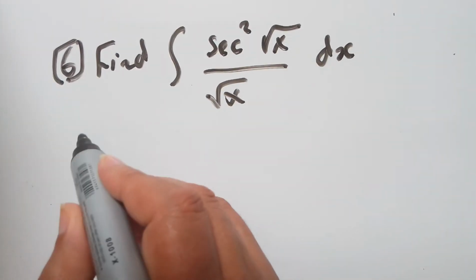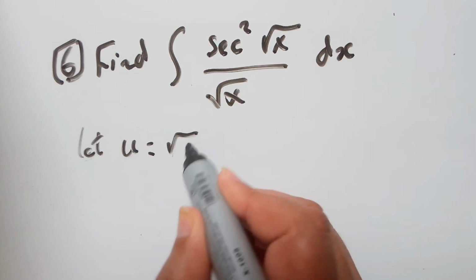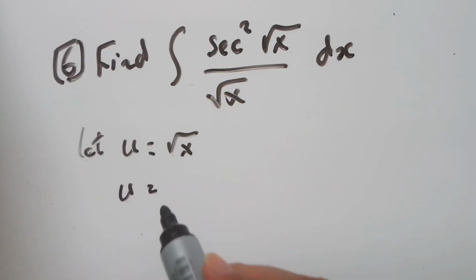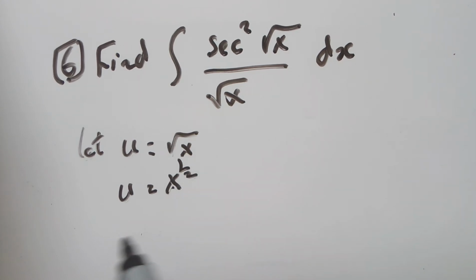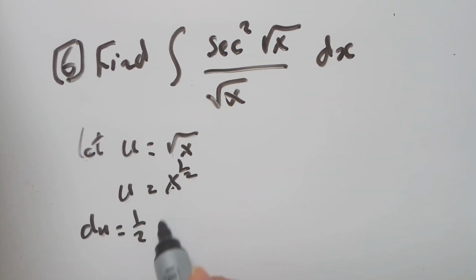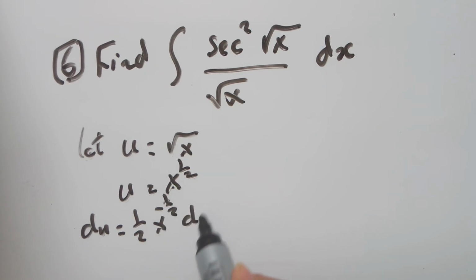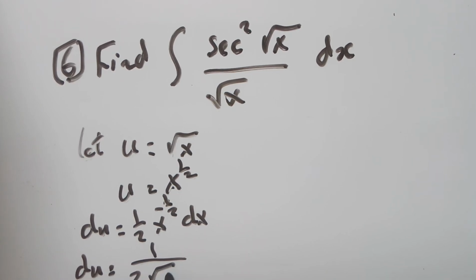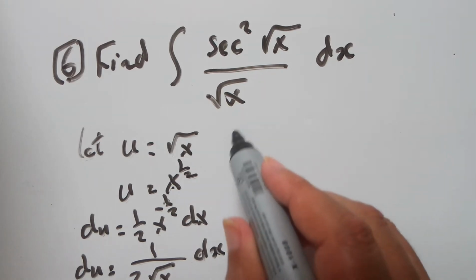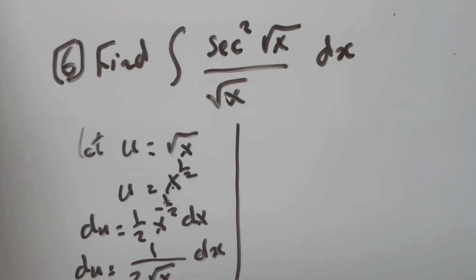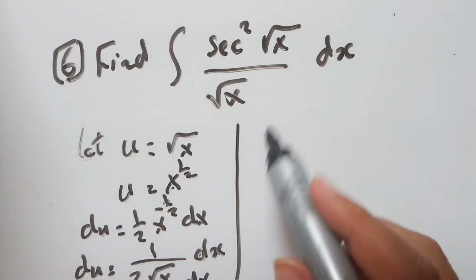Then let u be equal to radical x, which means u is equal to x to the power half. This means du is equal to half x to the power negative half dx, which means du is equal to 1 over 2 radical x dx. Then dx over radical x is 2 du. Replace everything here.